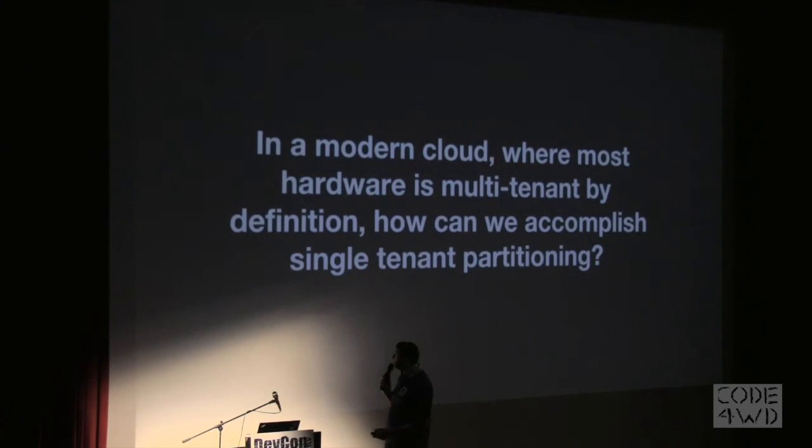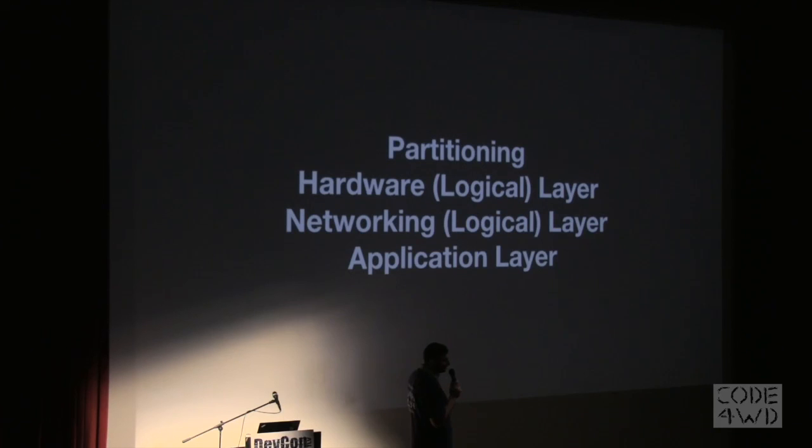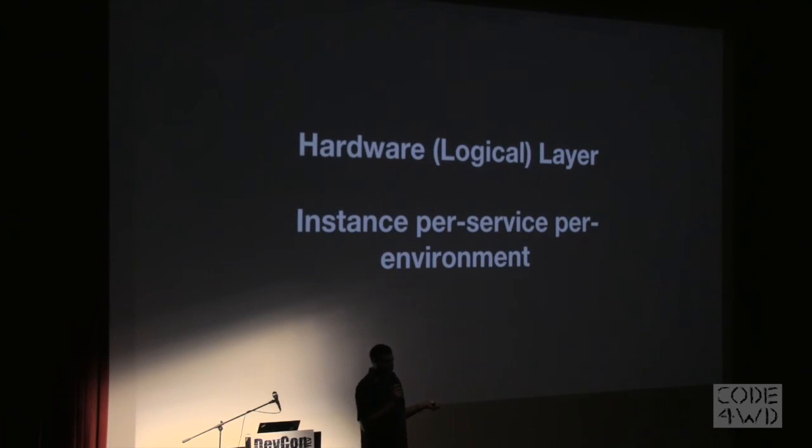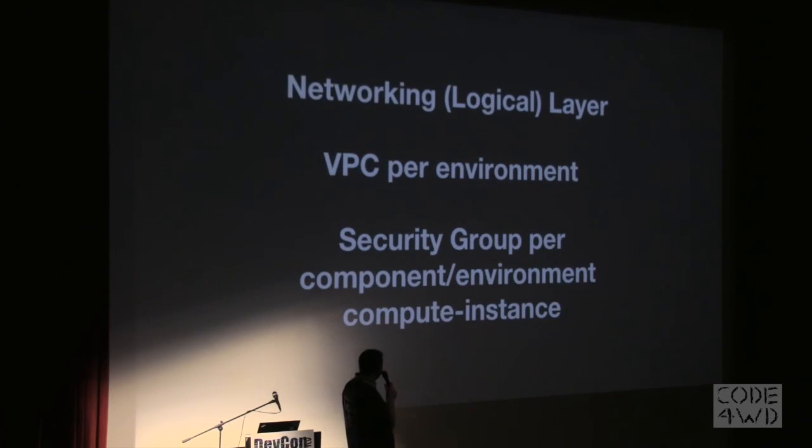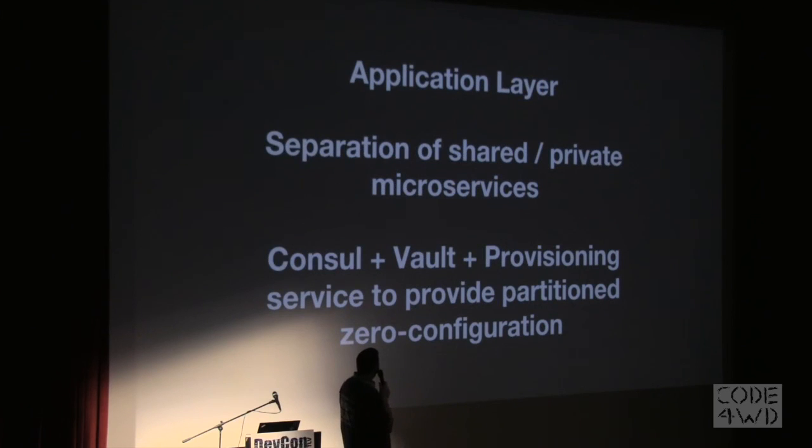To sum things up, we had the initial question that we opened with: in a modern cloud where most hardware is multi-tenant by definition, how can we accomplish single-tenant partitioning? We divided the answer into three parts: hardware, networking, and application. Hardware, we said we do the partitioning by simply giving each software component that belongs to any given customer its own dedicated compute instance. Networking, we had two parts. We're putting each customer in its own VLAN, or VPC in Amazon speak, and we also have firewall rules or security groups per component environment compute instance. And on the application layer, we separate the shared and private microservices via Consul data centers, and we use Consul, Vault and the provisioning service to provide partitioned zero configuration. That's all, folks.